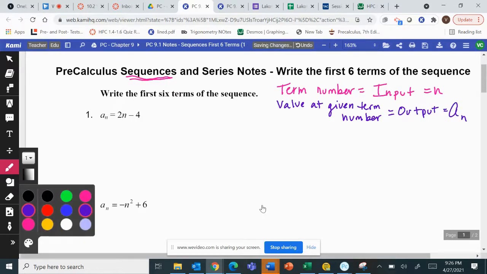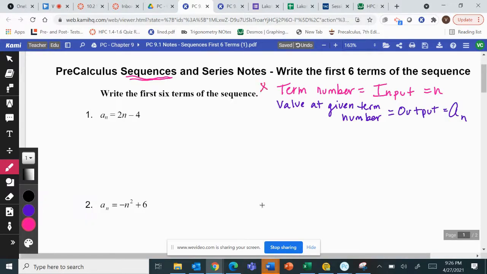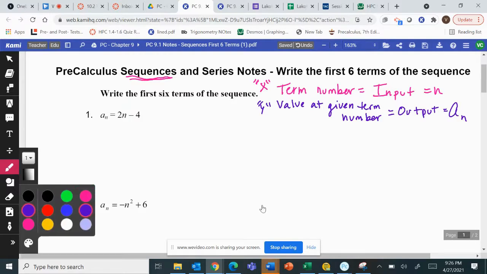And we've done this so many times. Term number and value at that given term would be like finding an x value and finding a y value, where you put the x in and then you find the answer for y. And then usually we graph it. So we're going to do the first 6 terms.